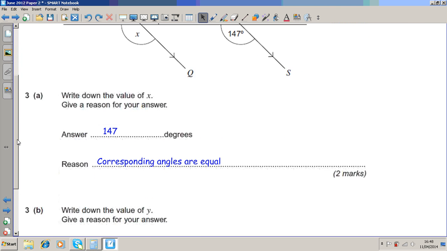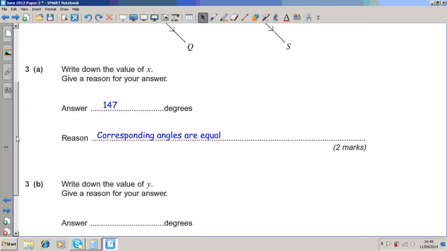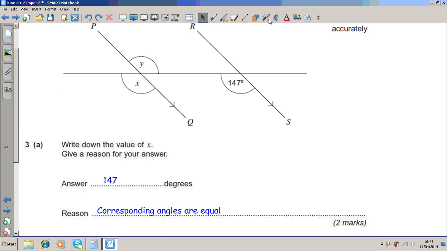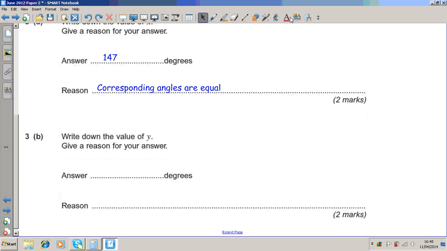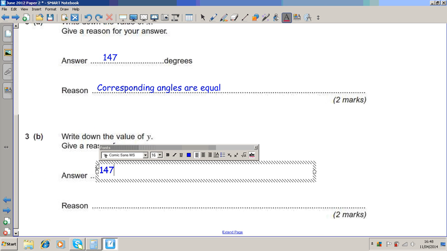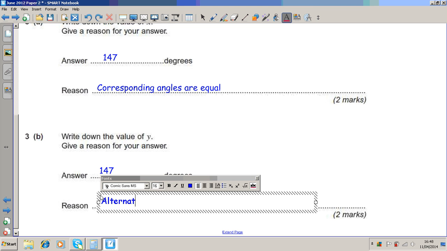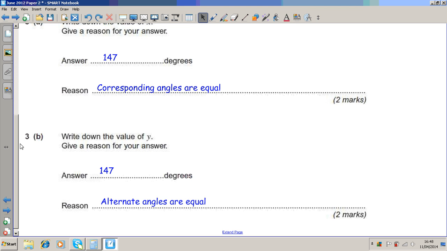Now for B, write down the value of y, give a reason for your answer. Same sort of thing, this time let's go for green. There's our transversal, there's our parallel line, there's our other parallel line, and so we've got a Z there, which means y is 147, because it's a Z angle. The proper name for a Z angle is alternate angles are equal. So F angles are corresponding, Z angles are alternate.